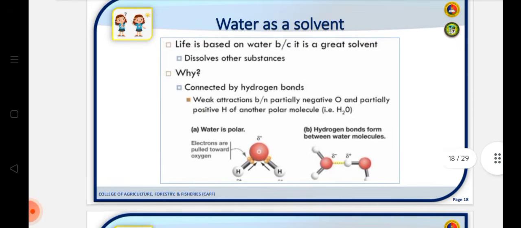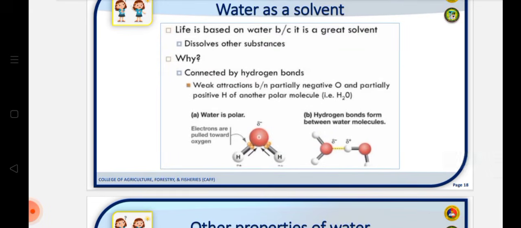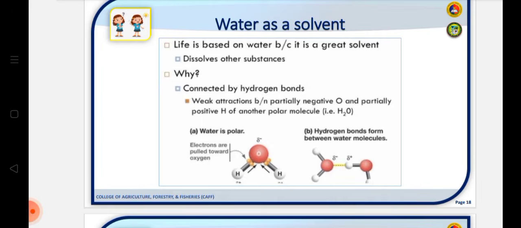Okay, then we have water as a solvent. Life is based on water because it is a great solvent, or our universal solvent, meaning it dissolves other substances easily. So why do we need to study water as a solvent? Because it is connected by hydrogen bonds. Meaning we have weak attractions between partially negative oxygen and partially positive hydrogen of another polar molecule. So water is polar, and hydrogen bonds form between water molecules.